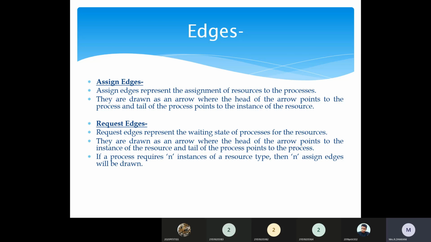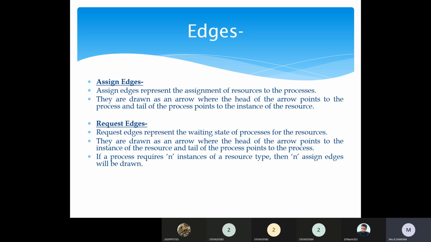So the head of the arrow points to the process and the tail of the arrow points to the instance of the resources. Okay, request edge is nothing but a process requesting for resources. So a request edge represents the waiting state of a process for the resources, and it is represented with the help of an arrow, where the head of the arrow points towards the resource and the tail points to the process. So if a process requires n instances of a resource type, then n assigned edges will be drawn.